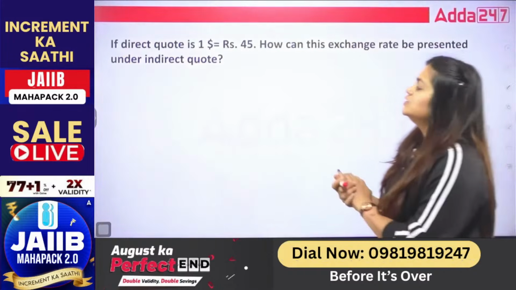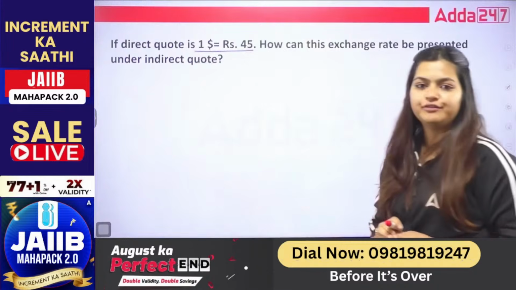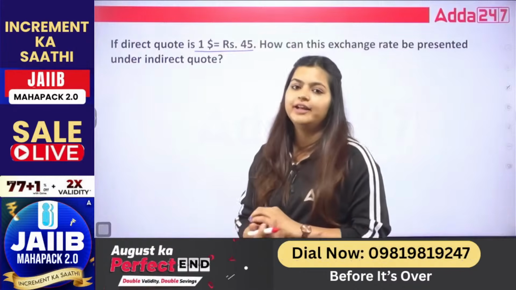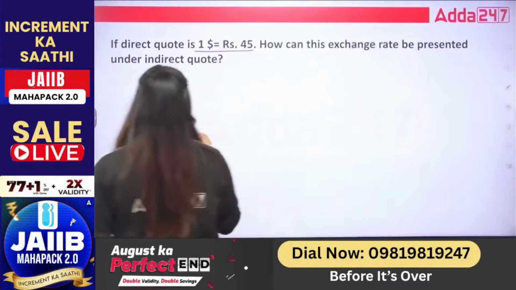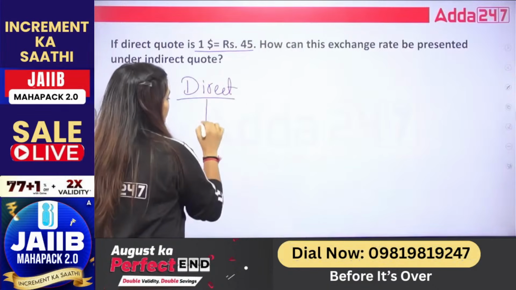If the direct quote of $1 is equal to rupees 45, how can this exchange rate be presented under an indirect quote? We need to convert this direct to indirect.